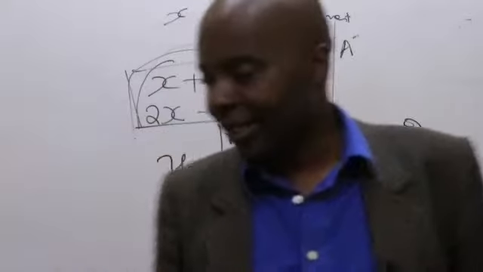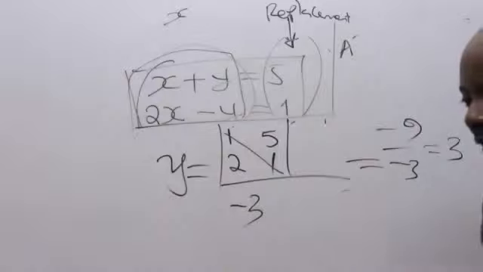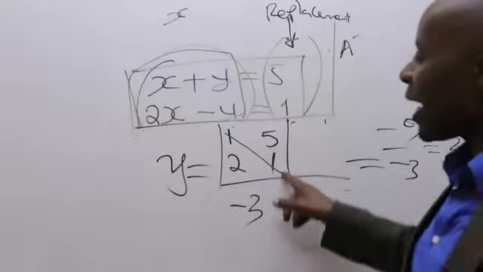Is there anybody who has a question now? If there is none who has a question regarding the Cramer's rule, yes, HP asks, why are we having 5 and 1 coming in the second?